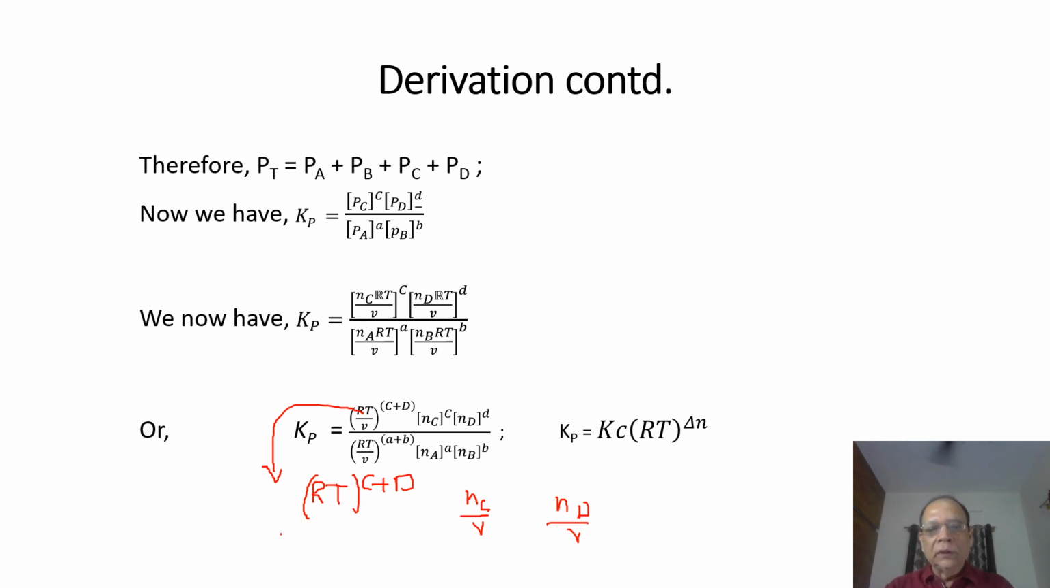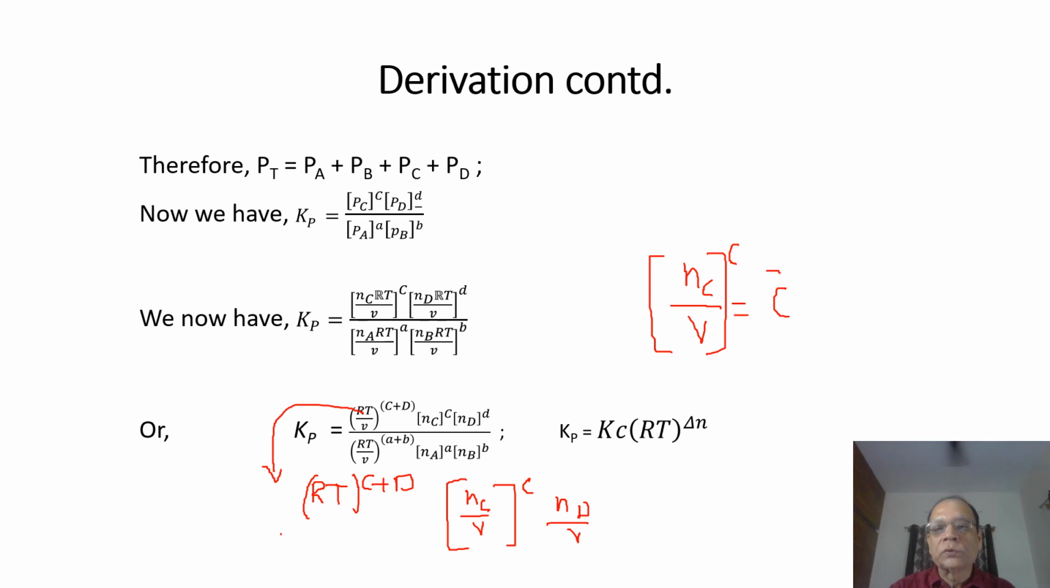And this nC by V raised to the power c is nothing but the concentration of C, because n by V is concentration. nC by V is actually the concentration of C under square brackets raised to the power c, which is the number of moles of C. So the same applies to D raised to the power d, and therefore, because we know that Kc is equal to concentration C into concentration D divided by concentration A into concentration B, we have Kp equals Kc (RT) to the power delta n.